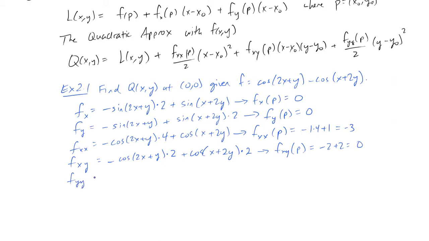The last one, and I'm just going to write this really quickly. It's going to be negative cosine 2x plus y plus cosine x plus 2y times 4. And if we put in our point, we'll get negative 1 plus 4, which is 3.